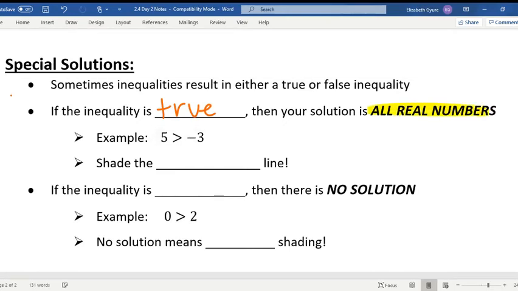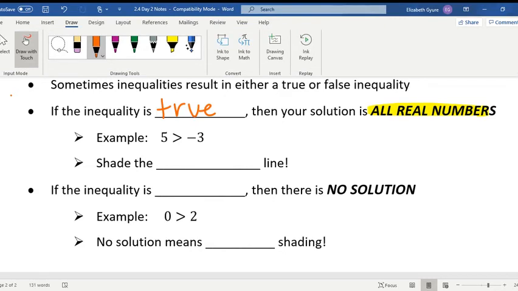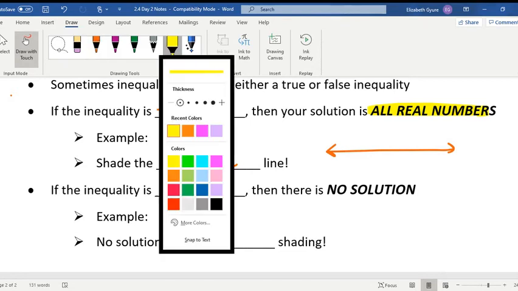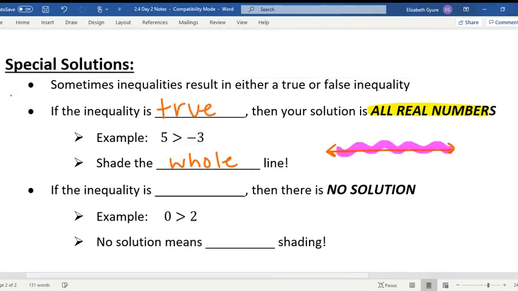For example, if you get something like 5 is greater than -3, isn't 5 greater than -3? That is true. It is true all the time. So that is all real numbers. And in a situation like this, if all numbers work, you end up shading your whole line because anything could work. So you'll have your number line, and you will shade the whole thing like that.